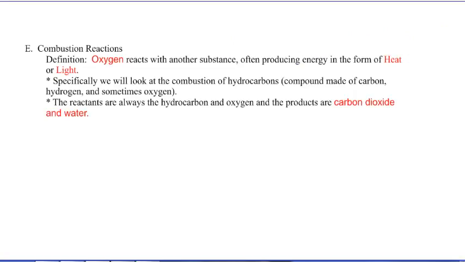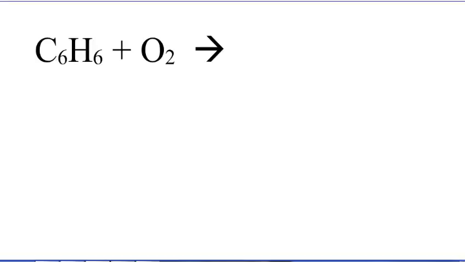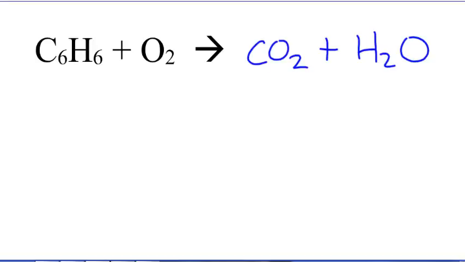Lastly, we have combustion reactions. By definition, oxygen reacts with another substance, often producing energy in the form of heat or light. Specifically, we're going to look at the combustion of the hydrocarbons, compounds made up of carbon, hydrogen, and sometimes oxygen. The reactants are always the hydrocarbon and oxygen, and the products are carbon dioxide and water. So here's an example. Automatically, I know my products are carbon dioxide and water.